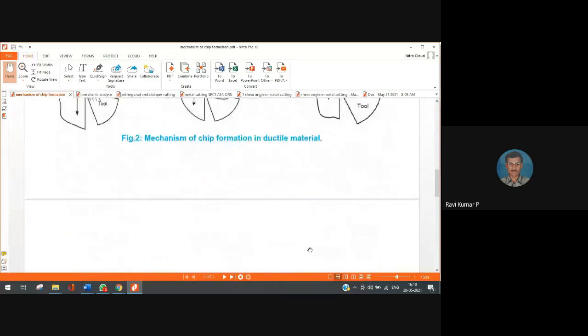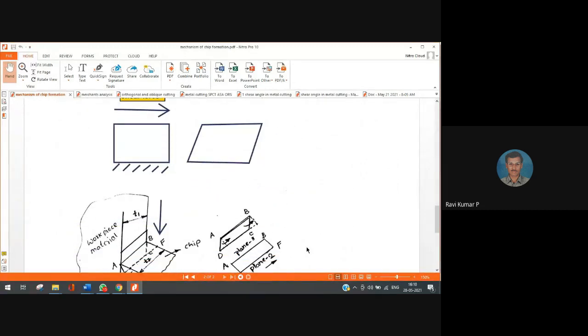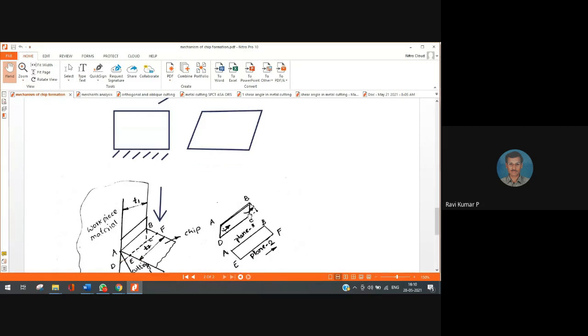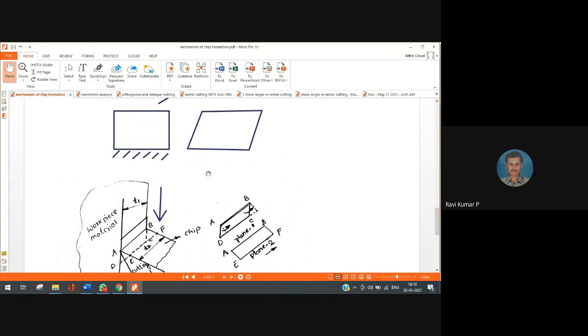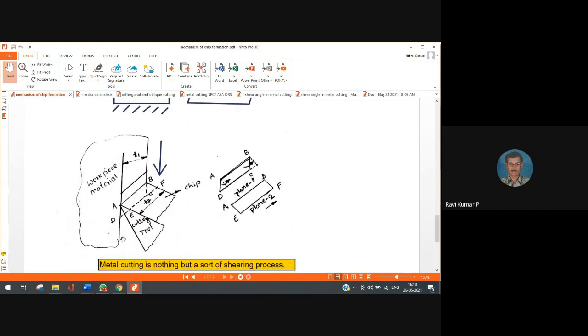The next thing what you have to observe is chip formation is nothing but a sort of shearing process. So when I apply a force, you will find that one of the surface will slide with respect to other surface, right? So that is nothing but the shearing action. The same shearing action shall be observed in metal cutting process also. You can imagine whatever the material that is entering, it will simply rotate about the cutting edge when the rake surface moves over the shear plane.